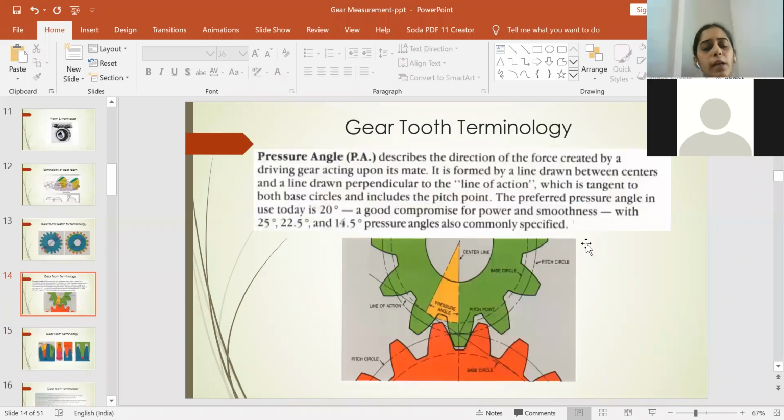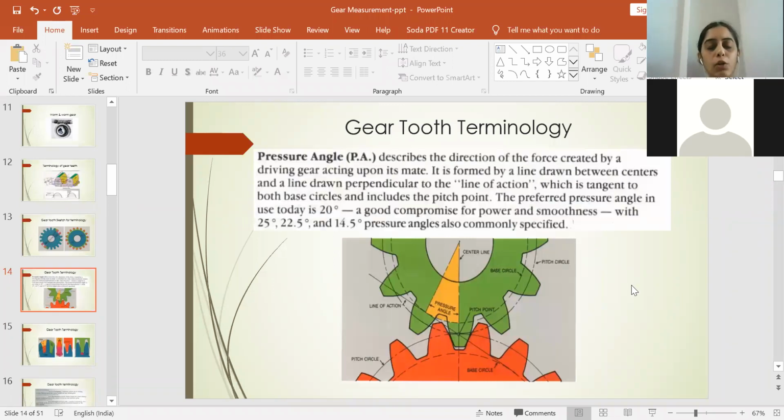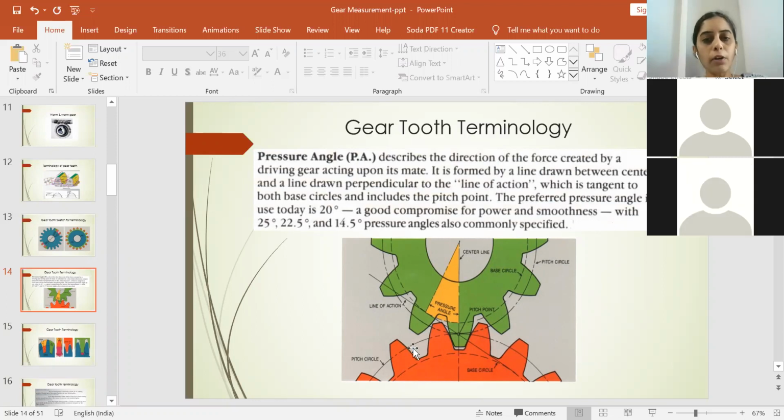Then you should know what you mean by pressure angle also. So pressure angle plays a vital role. You should know what it means exactly. This pressure angle describes the direction of the force created by the driving gear on the mating gear. So if this is the center, if this is the base circle of the driving gear, you'll have a center point. So how do you get the line of action?